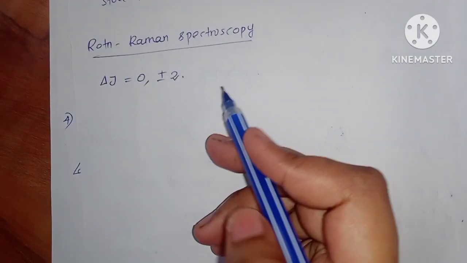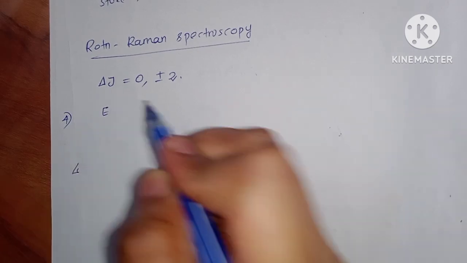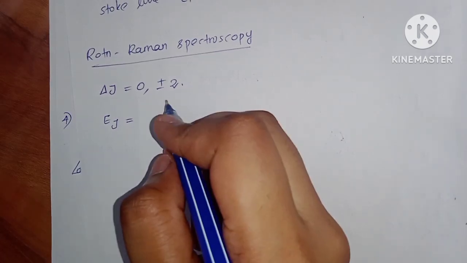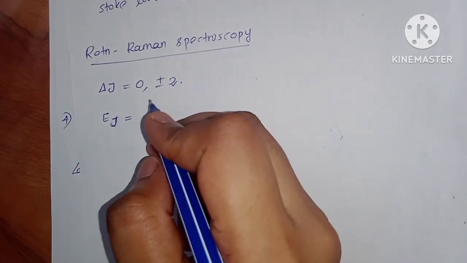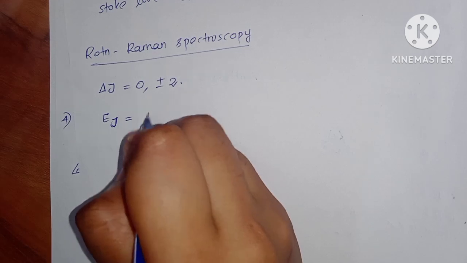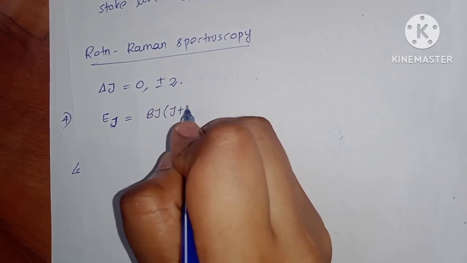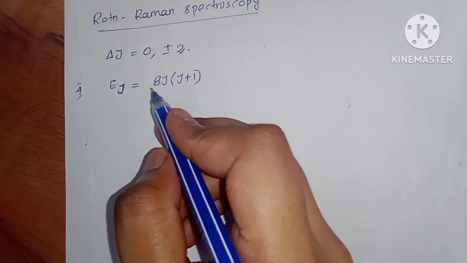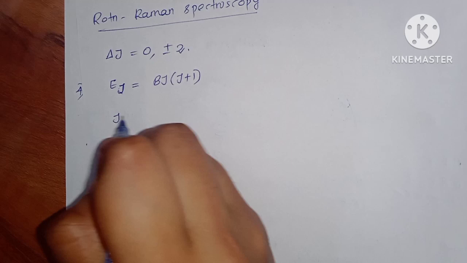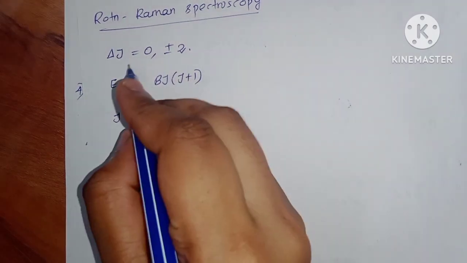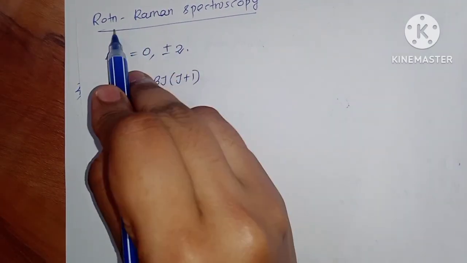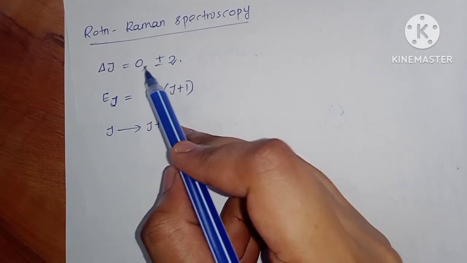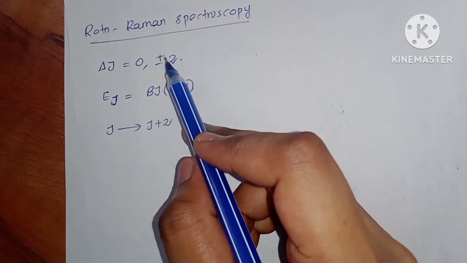So we have to consider the delta E, or energy required, for this transition. We know that for an energy level J, the energy EJ is equal to BJ into J plus 1. This we have already studied in rotational spectroscopy. So we are considering a transition from J to J plus 2, because the selection rule for rotational Raman spectroscopy is delta J equal to 0 or plus or minus 2.